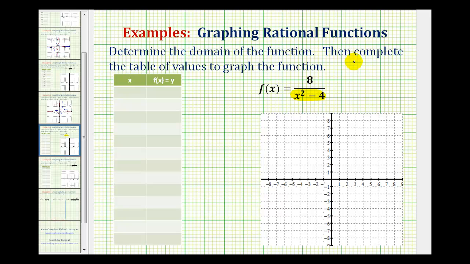So we'll set x squared minus 4 equal to 0. This is the difference of squares, so we'll factor this into the quantity x plus 2 times the quantity x minus 2. So our solutions are x equals negative 2 from this factor, or x equals positive 2 from this factor. So the domain would be all real numbers except x equals plus or minus 2.